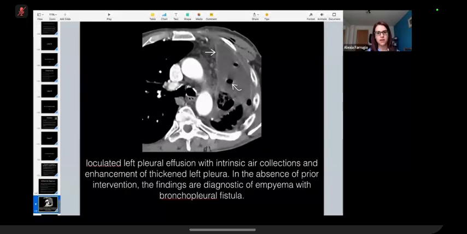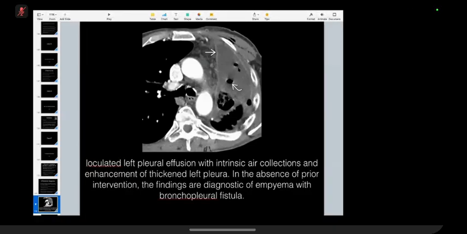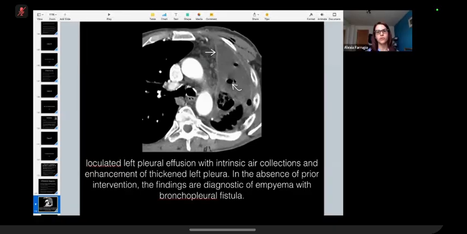So this is a loculated pleural effusion with intrinsic air collections. This is another patient, and there's enhancement of the left pleura. So this is an empyema. And in the absence of intervention, this would be diagnostic of a bronchopleural fistula, which means that there is a connection between the bronchial tree and the pleural space. That's where these locules of gas would come from. So just be on the lookout for those.